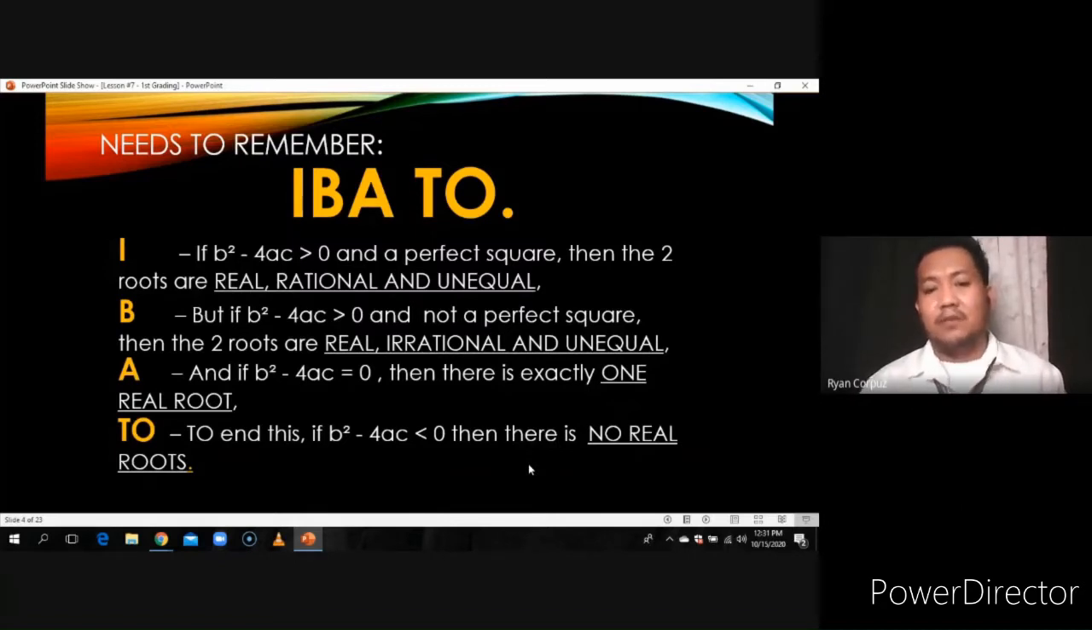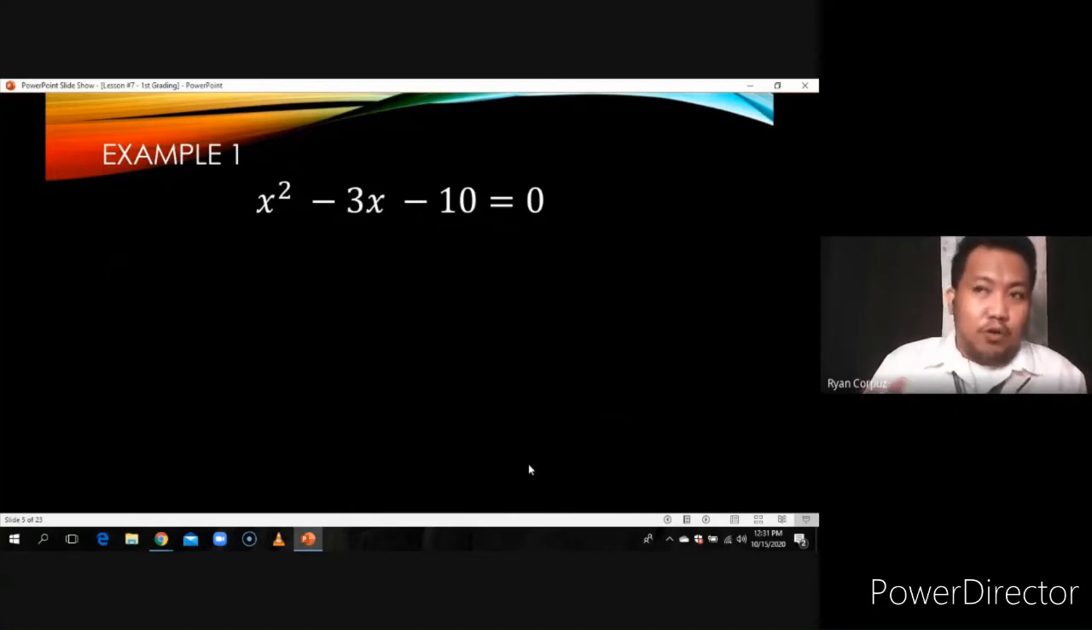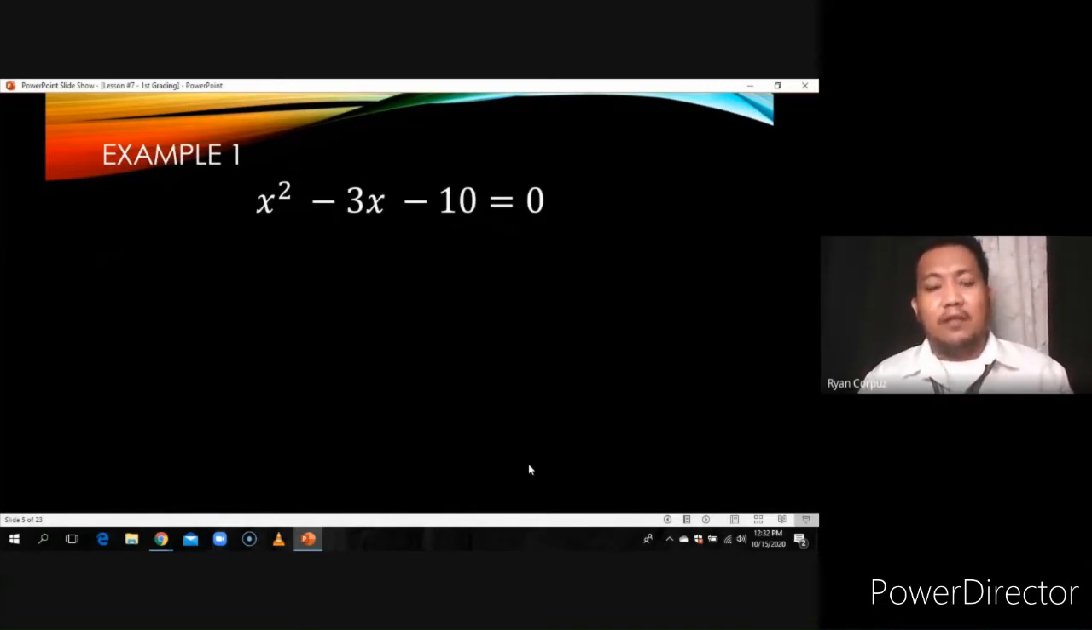So in finding the nature of the roots of a given quadratic equation, let's have example number 1. We do have here x squared minus 3x minus 10 is equal to 0. The given equation is already written in general form, or in the form ax squared plus bx plus c is equal to 0. For you to make use of the discriminant, it should be written in that form, so that you can identify easily the values of a, b, and c.